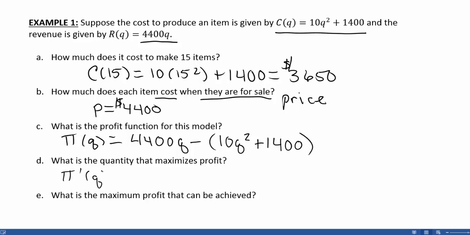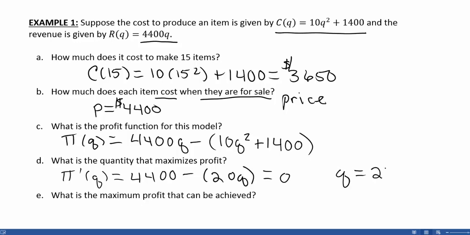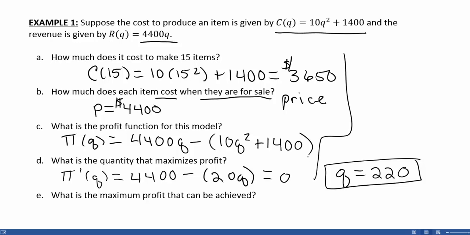So here, when I take the derivative of profit, that's called marginal profit, I'm going to get 4,400 minus 20Q. Now, I want to know, when does that equal 0? So if I bring the 20Q over to the other side, and I divide both sides by 20, I get Q equals 220. So I have a critical point when my quantity is 220.